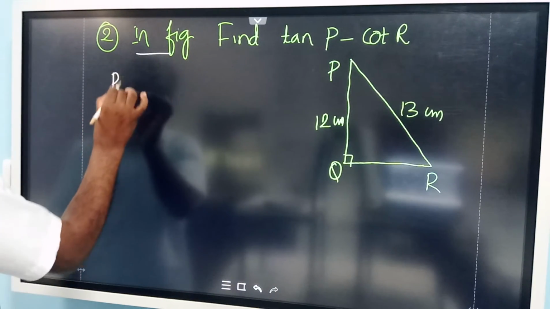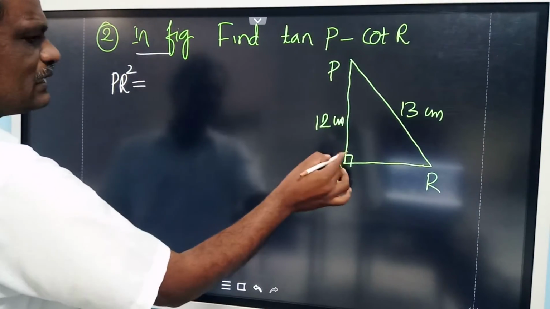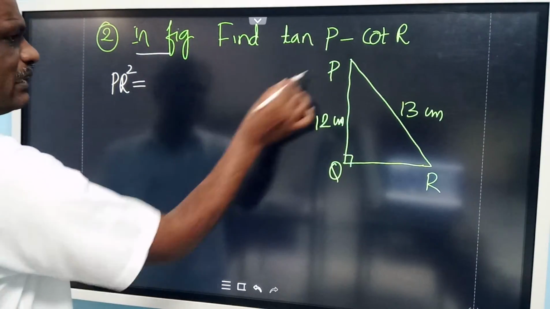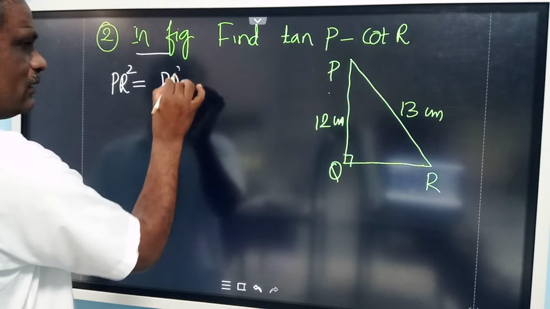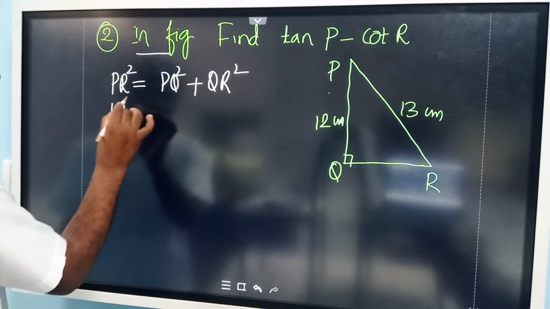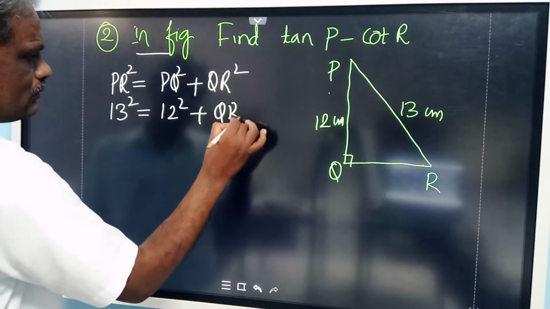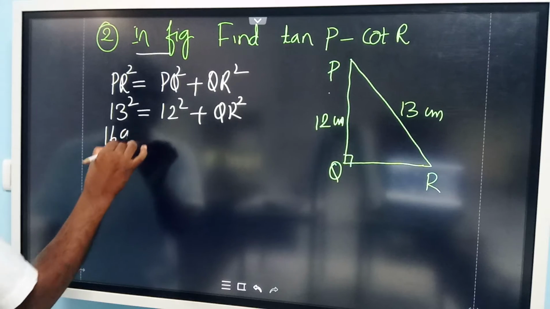So you can write Pythagoras theorem. PR square is equal to, because this is a right angle triangle with Q equal to 90 degrees, PQ square plus QR square. So here 13 square is 169, and PQ is 12 square.